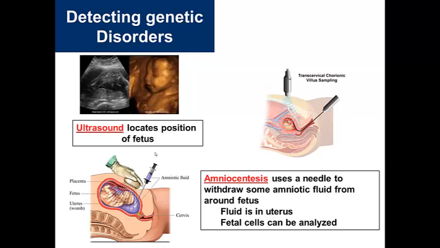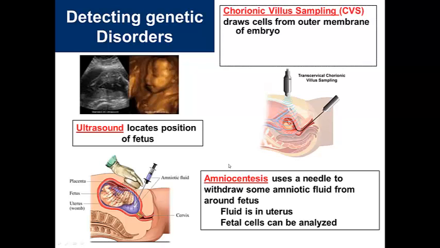Another way to do it is to come in through the vagina and do transcervical chorionic villus sampling. So again, it's another way to get fetal cells to isolate, but not to stick a needle through the mother's abdomen. It draws some cells from the outer membrane of the embryo. CVS can be used as early as 8 weeks of pregnancy.